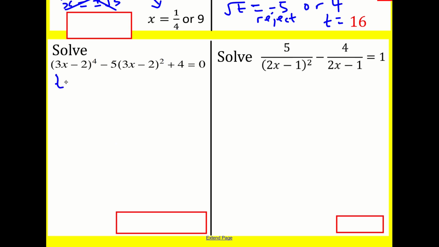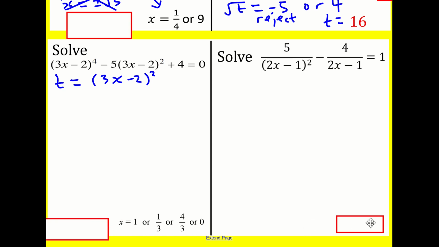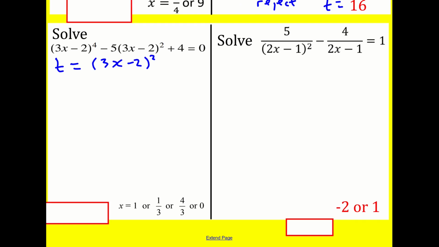So here I would do a substitution. t is equal to 3x minus 2. That's what we've got, because then this is going to become t squared. Sorry, 3x minus 2 all squared. And here again we've got to manipulate the fraction first. Well, you could do a substitution first, but I think it's best to get rid of the fraction. Here are the two sets of answers, I should say.